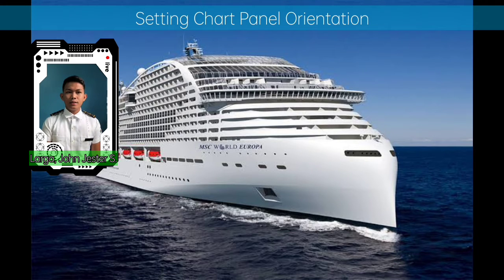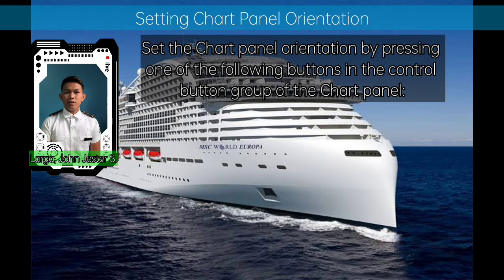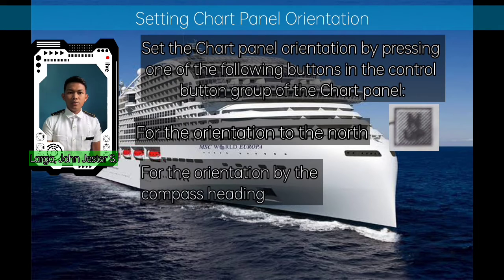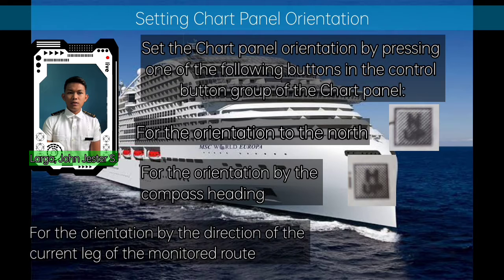3.3. Setting chart panel orientation. Set the chart panel orientation by pressing one of the following buttons in the control button group of the chart panel. Number 1. For the orientation to the north, just press this symbol, and for the orientation with the compass heading, just press this symbol, and last, for the orientation by the direction of the current leg of the motion route, just press this.